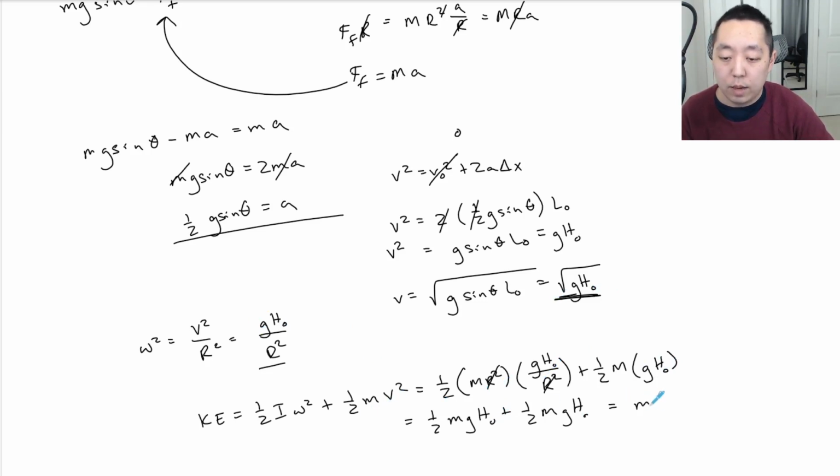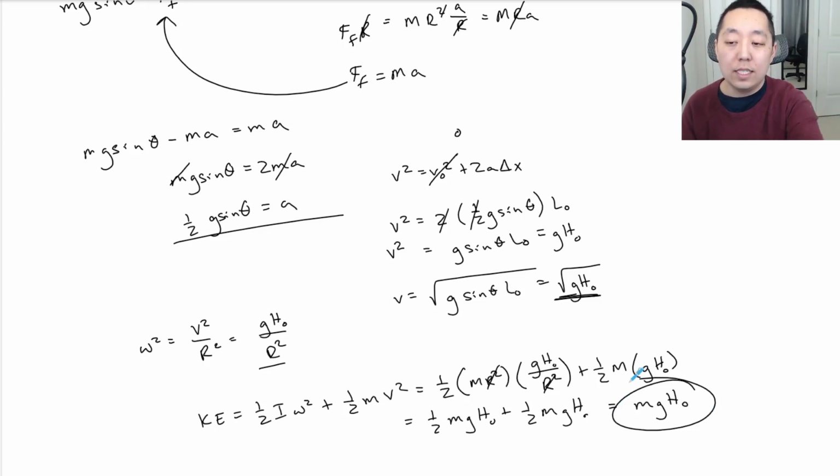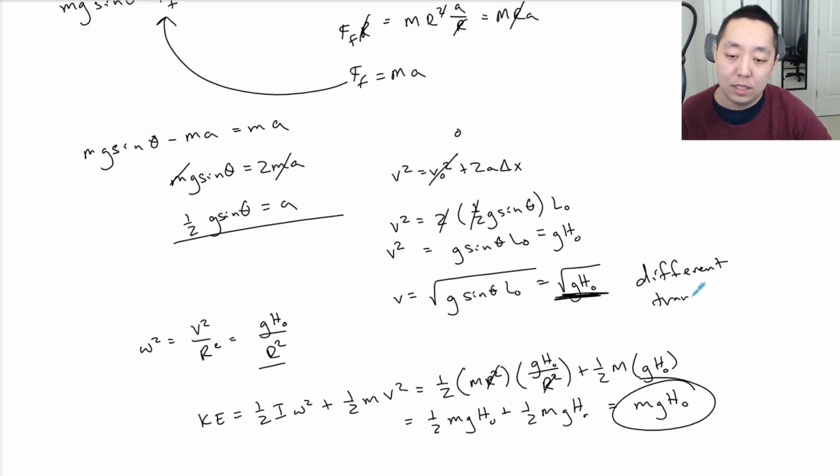And I get mgh₀. So again, I proved that this object, with a different rotational inertia, still has conserved energy. The kinetic energy at the bottom matches the gravitational potential energy at the top. Okay? But different translational velocities.